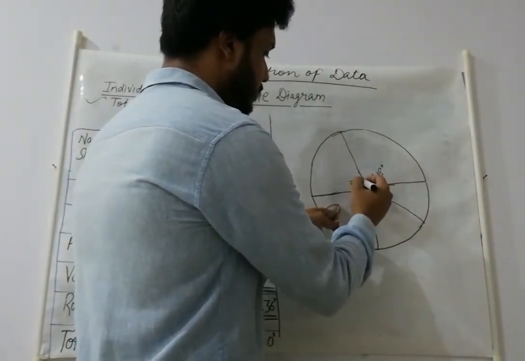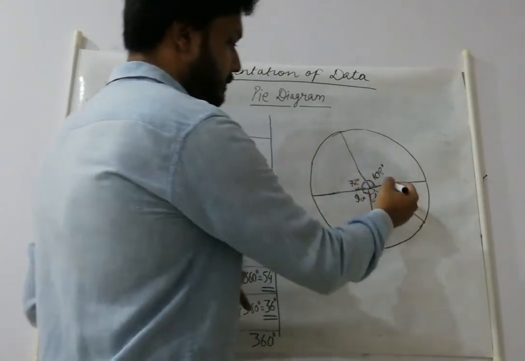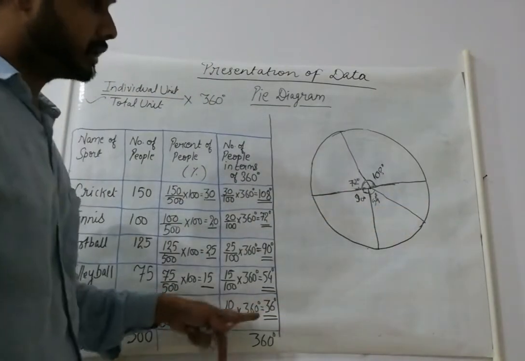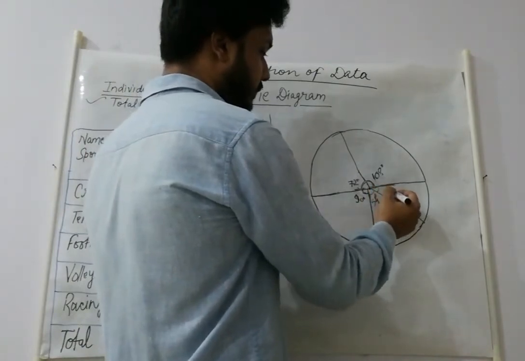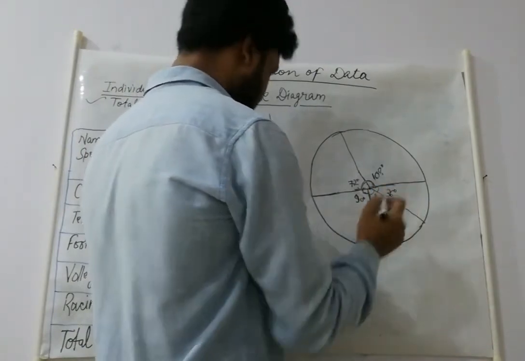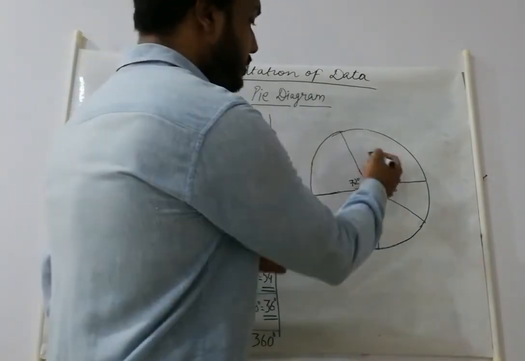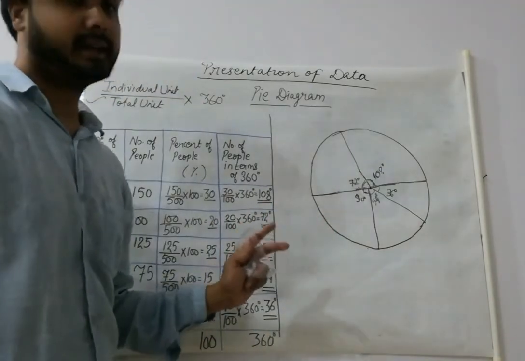Okay students, so here we can see that we have made all the divisions. The one which is left now will represent our last one, 36 degree. If you want, you can measure it with the help of the protractor. It will come to 36 degree only. So this is the way, students, how step by step we make a pie diagram.